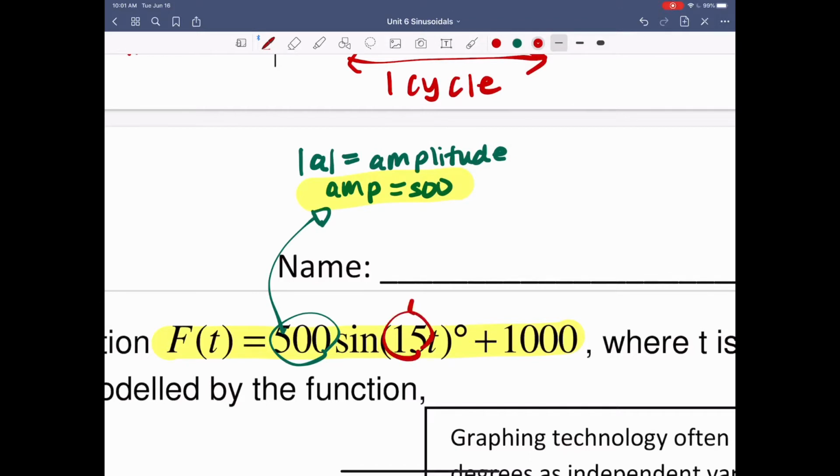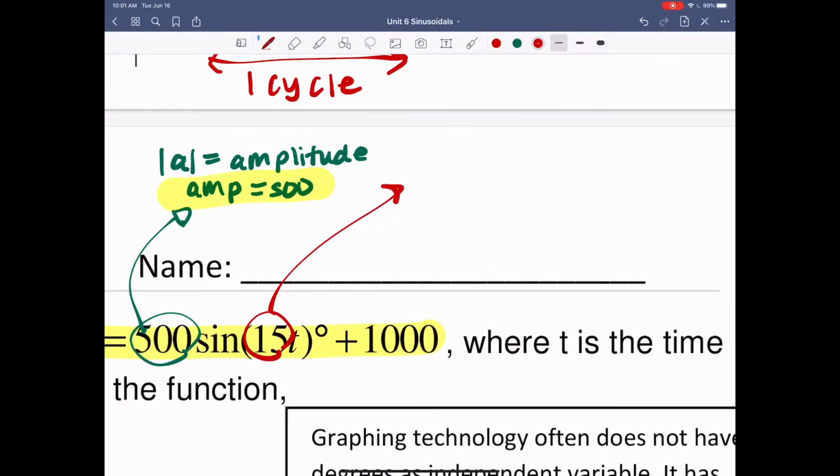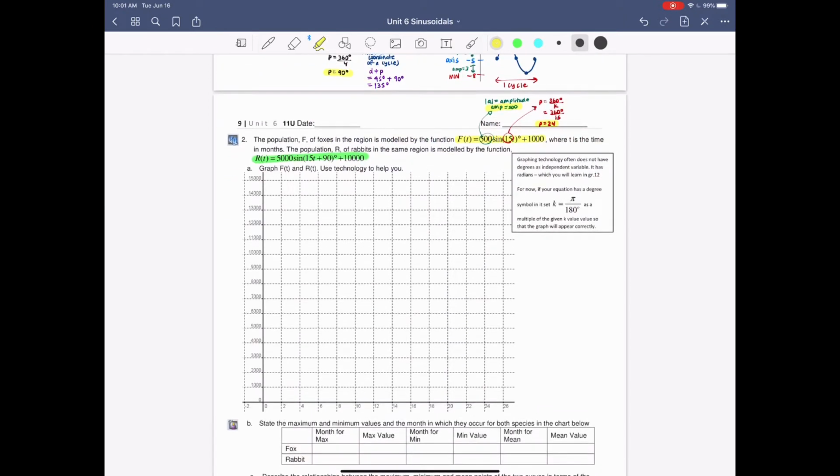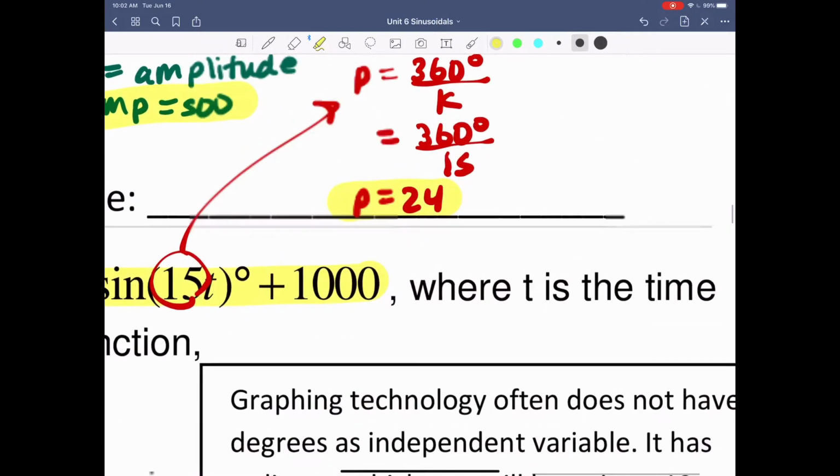So the K value. I noticed that the K is the number in front of the T. So the equation for finding the period is 360 degrees divided by K. I'm going to plug in 15, and when I do that, I will get a period of 24. So is the period 24 seconds, or 24 months? Let me check the units. It's 24 months. So the cycle repeats after 24 months, which is 2 years. So it would help to write down the units.